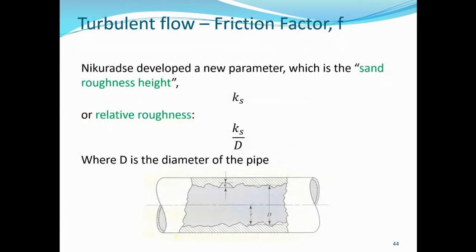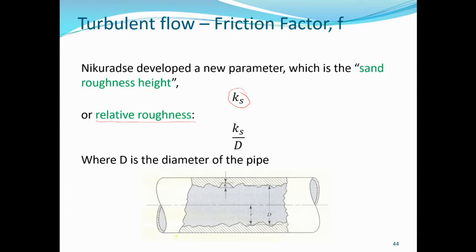Nikuradse developed a new parameter which is the sand roughness height, ks, where s is for sand. The sand roughness height ks, or a dimensionless number called relative roughness, which is ks over D, the roughness height over the pipe diameter.